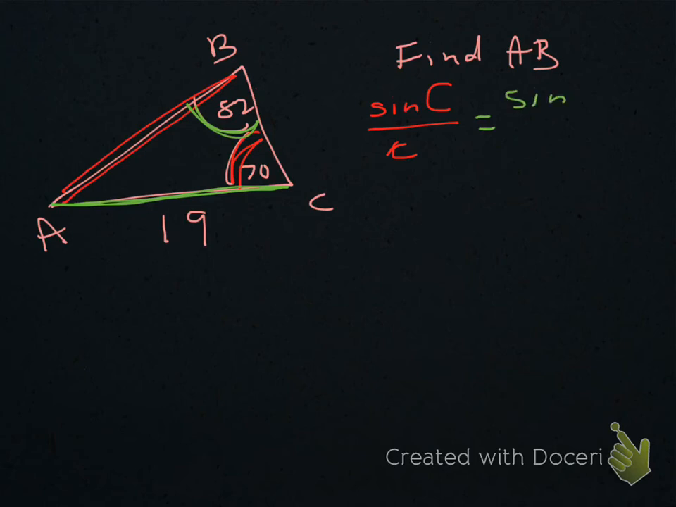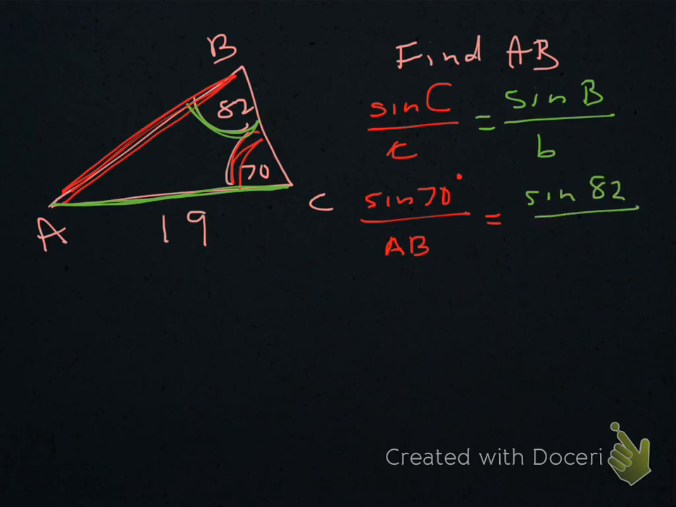So the sine of B over little b. Now we plug in our values. So we know that this big C, angle C is 70 degrees. And the side opposite C, little c, is AB. That's what we're looking for. At any point in this video, you can pause and try it on your own and see if you can figure it out. Sine of B is going to be sine of 82, and then little b is opposite big B.